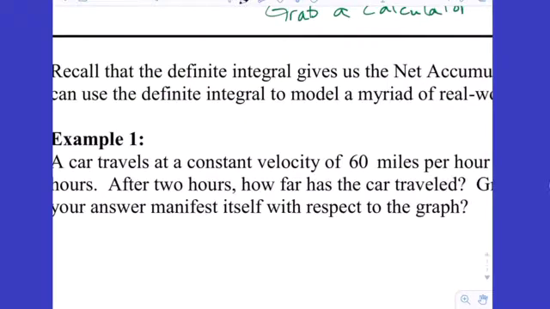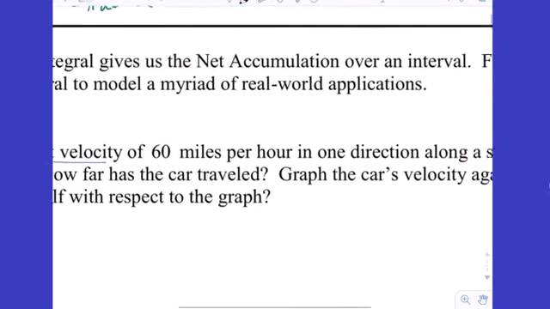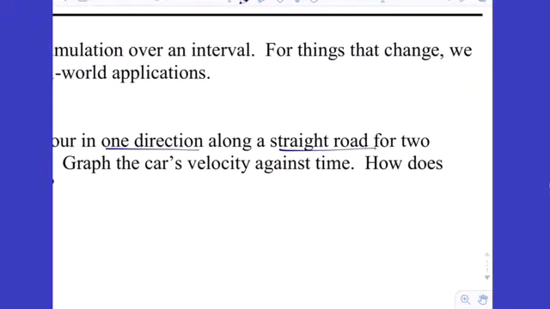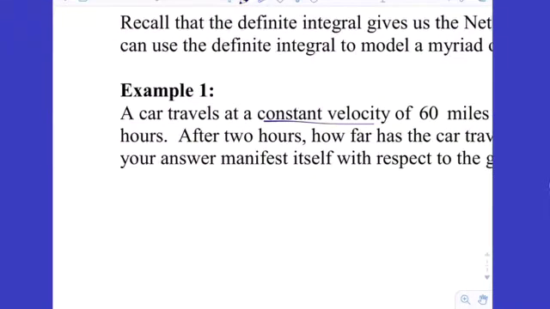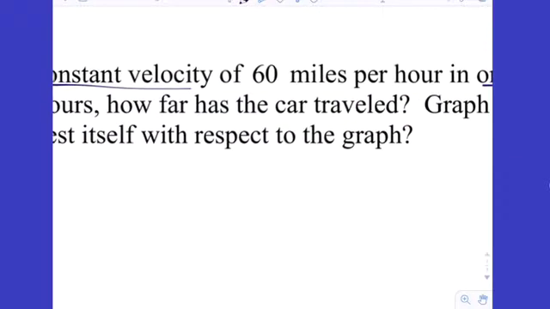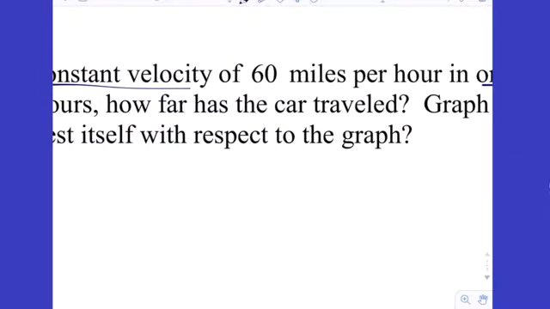It says a car travels at a constant velocity of 60 miles per hour in a single one-direction path along a straight road for 2 hours. It could happen. Got it? See it in mind? Constant velocity, straight road, no bends at all, one direction. And after 2 hours, how far has the car traveled? Anyone? 120 miles.